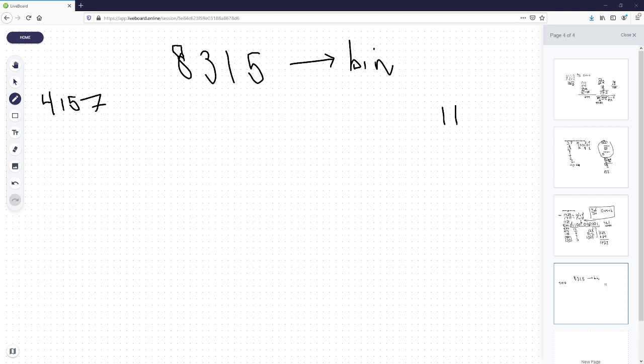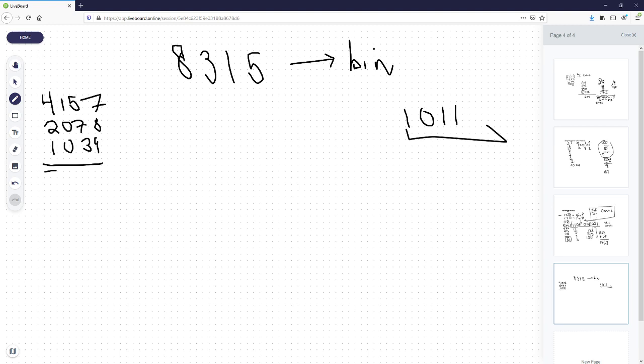So 4157 divided by 2 is 2078, which is even, so we get a 0. So then we divide by 2 again, and we get 1039, which is odd. So we get a 1. And that completes the low order nibble. So let's keep working away at this. I'll just draw a line under this so that we have some distinction.